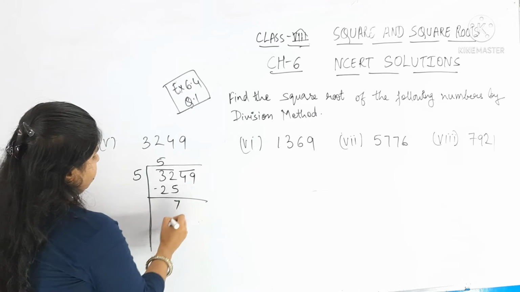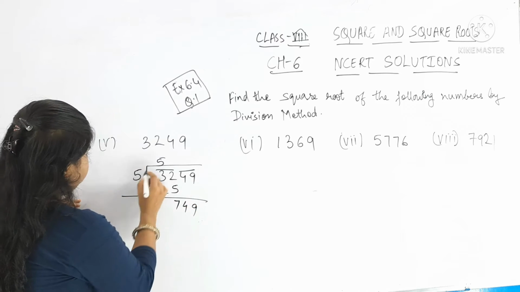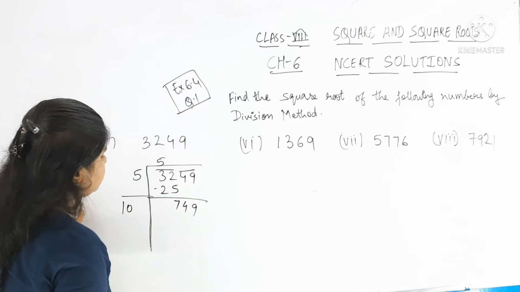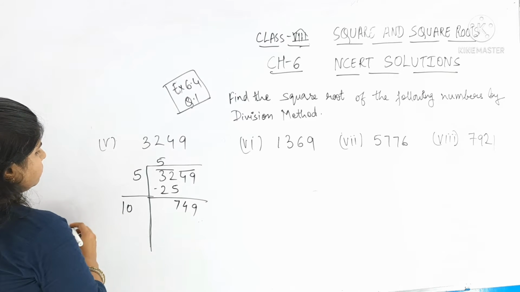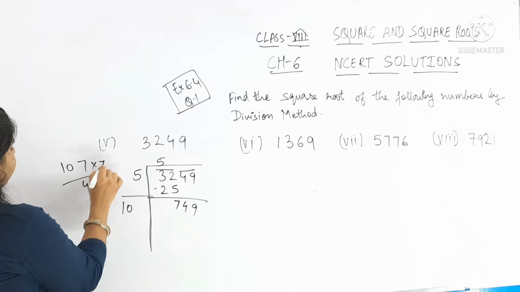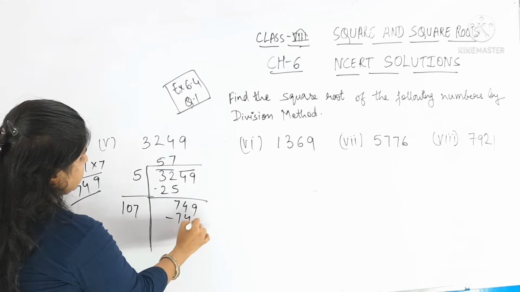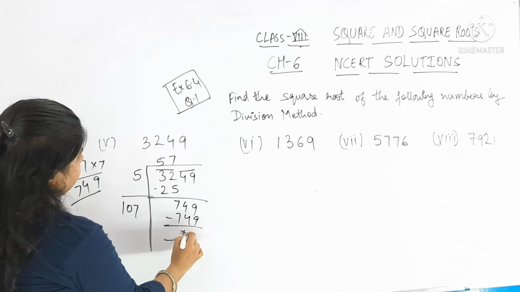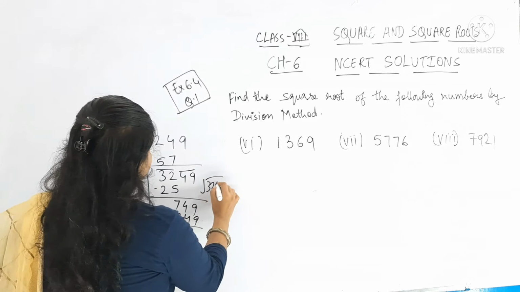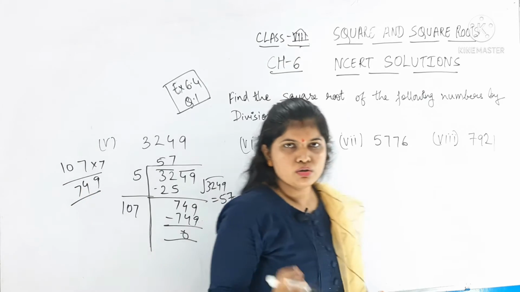12 minus 5 is 7, 749. 5 plus 5 is 10. Okay, so we will check for 7. 107 into 7, 7 7s are 49, 7 1s are 7, 749. I am getting here minus 7490. So the square root of 3249 is equal to 57. Like this you have to solve.